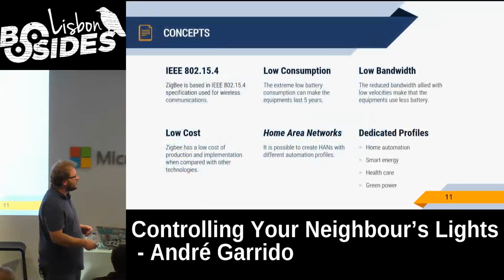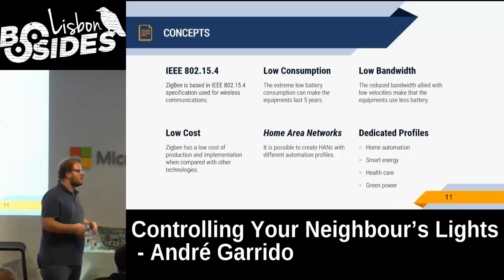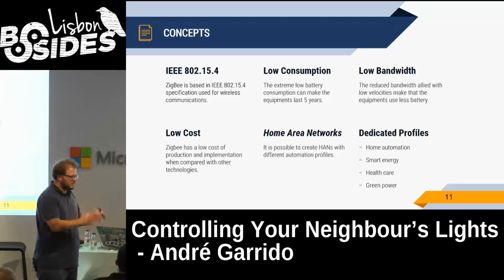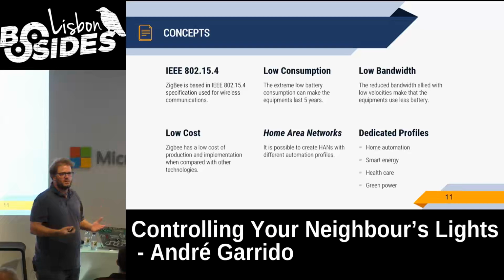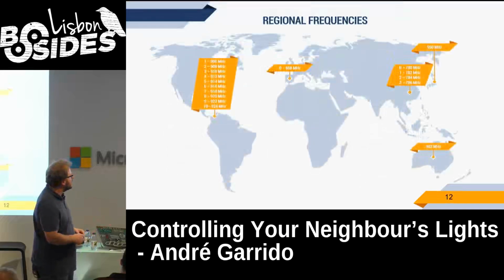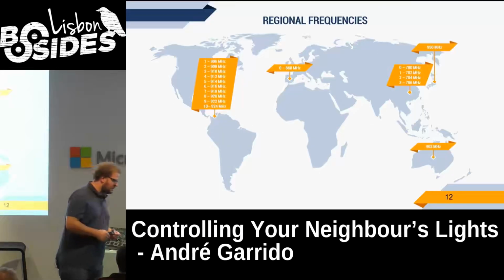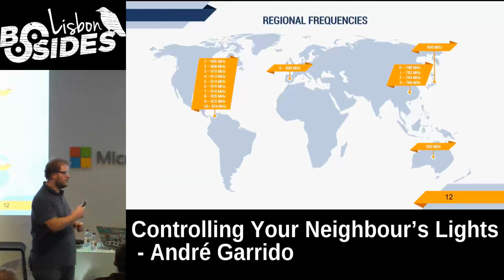And we can use dedicated profiles for home automation, smart energy, healthcare, green power. There are a lot more. You have special profiles. If, for example, you use gadgets or IoT devices for medical stuff, you will use the healthcare dedicated profile. This makes sense because it's a lot smaller and the chips don't have too much memory, and it makes some sense.